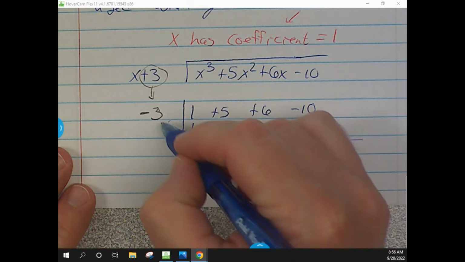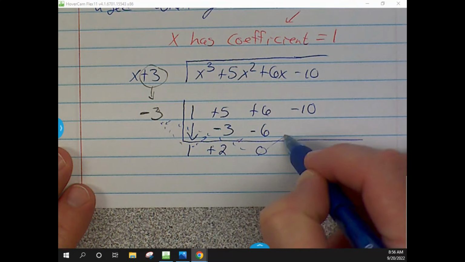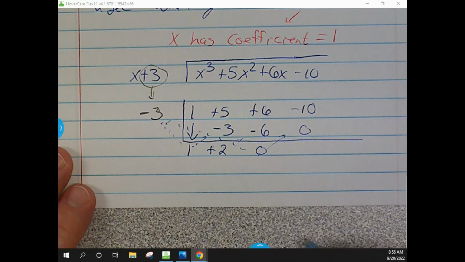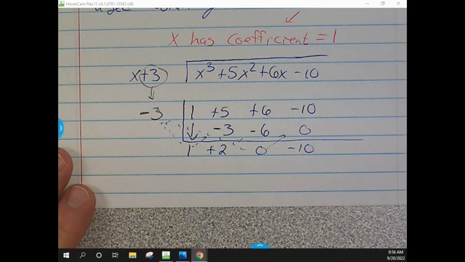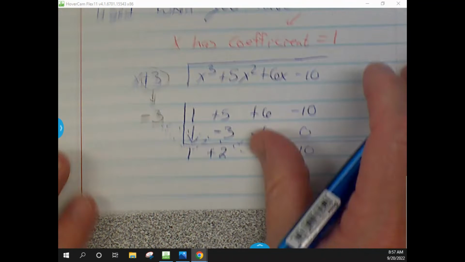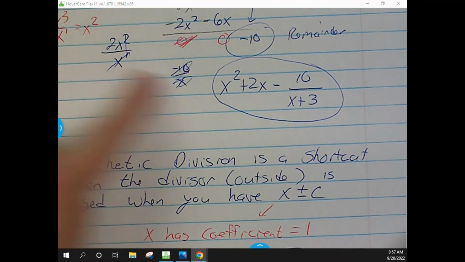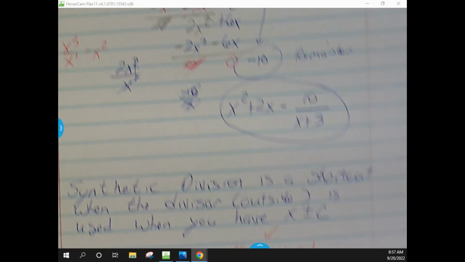And then we're going to multiply negative 3 times 0, which is 0. We'll put that number here, and we'll do negative 10 plus 0 minus 0. Doesn't matter what it is because it's just 0. So it leaves us with a minus 10. Okay, and there's your work. So that, to me, is a whole lot faster than all this stuff we did here with the long division.